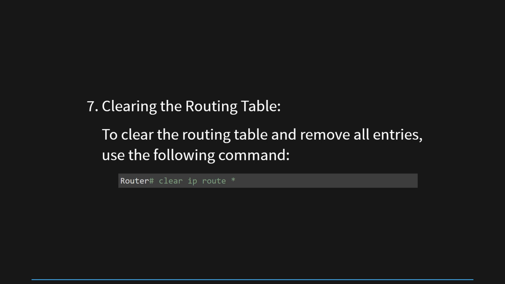The command to clear the routing table is clear ip route *. This command is entered in the router's command line interface (CLI) prompt. When executed, it instructs the router to remove all the entries in its routing table related to IP routes. The asterisk is a wildcard character that specifies all entries, meaning it will clear the entire routing table.